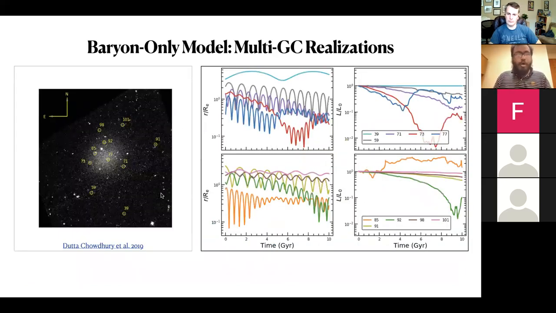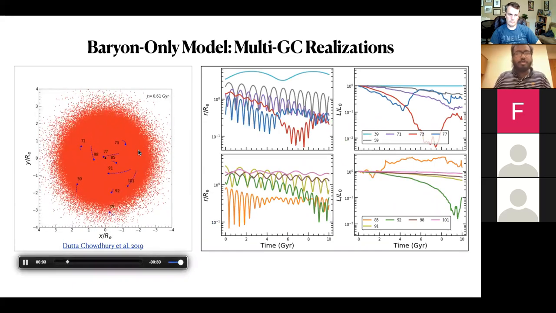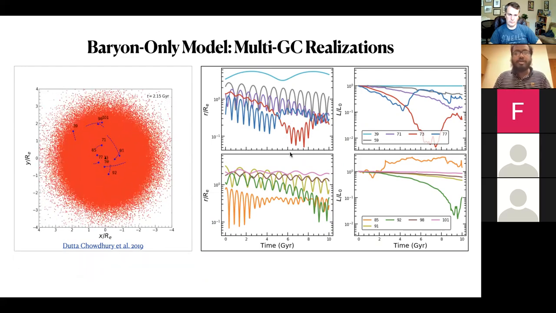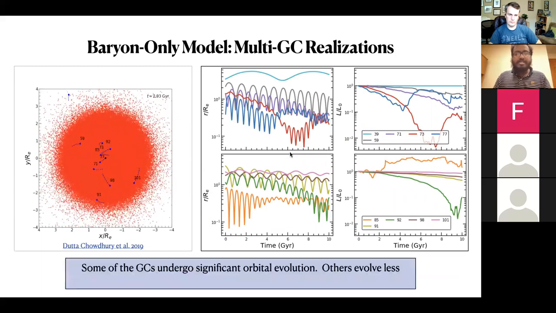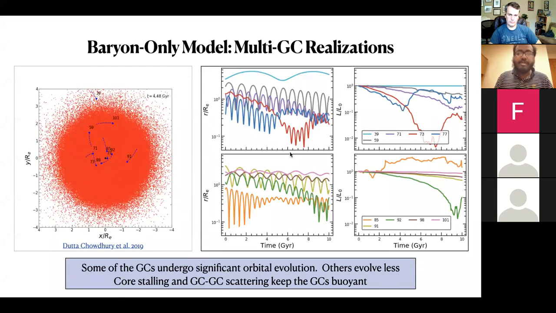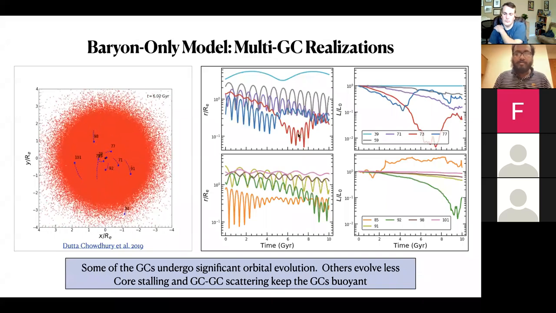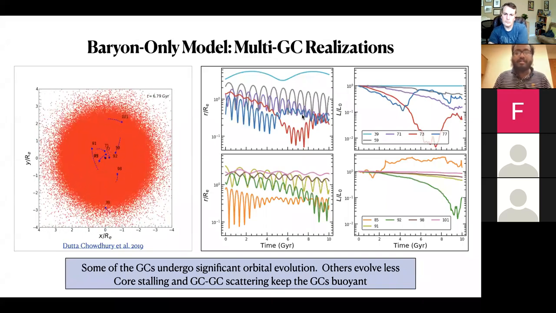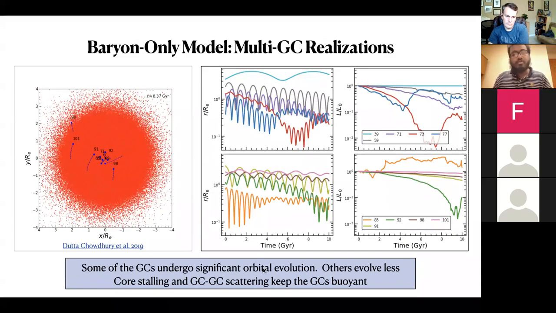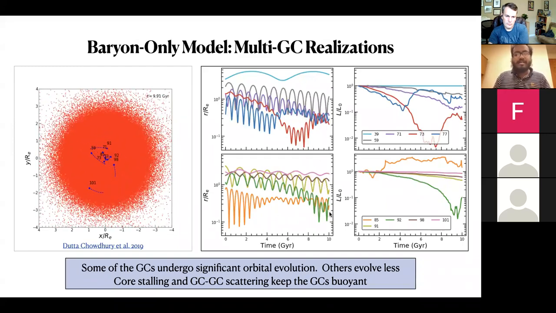Okay, so now let's put all the 10 globular clusters together and see what happens. There's a movie that shows the radial evolution and the angular momentum evolution of the 10 globular clusters. In addition to core stalling, the other thing that happens is this interaction between the globular clusters. You can see it here, for example, the red one and the blue one are interacting with each other. So there is significant orbital evolution. Some of the globular clusters, the more massive ones, do evolve quite a bit. However, there is this interaction between the globular clusters, and there is also core stalling.